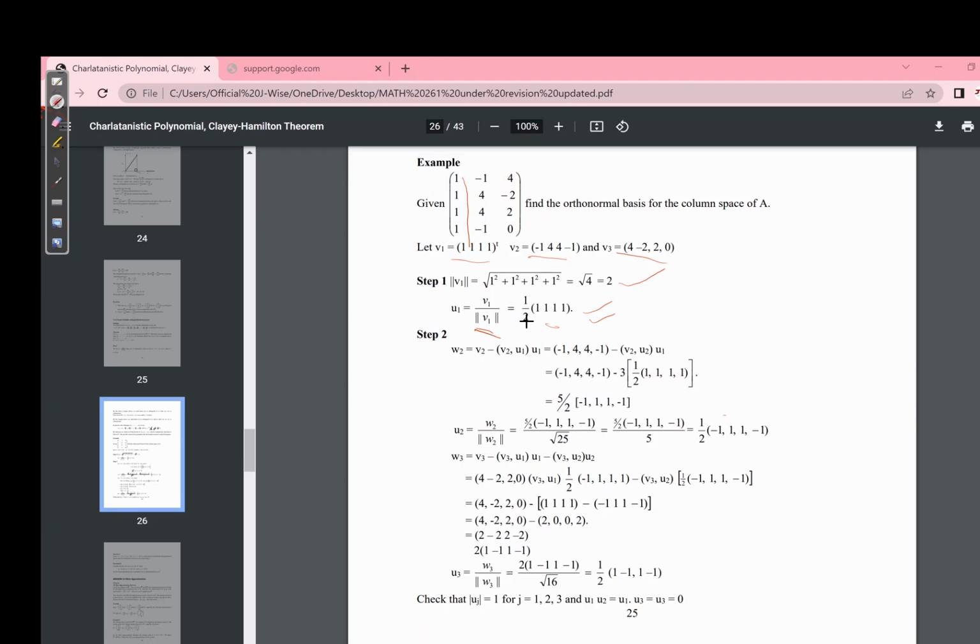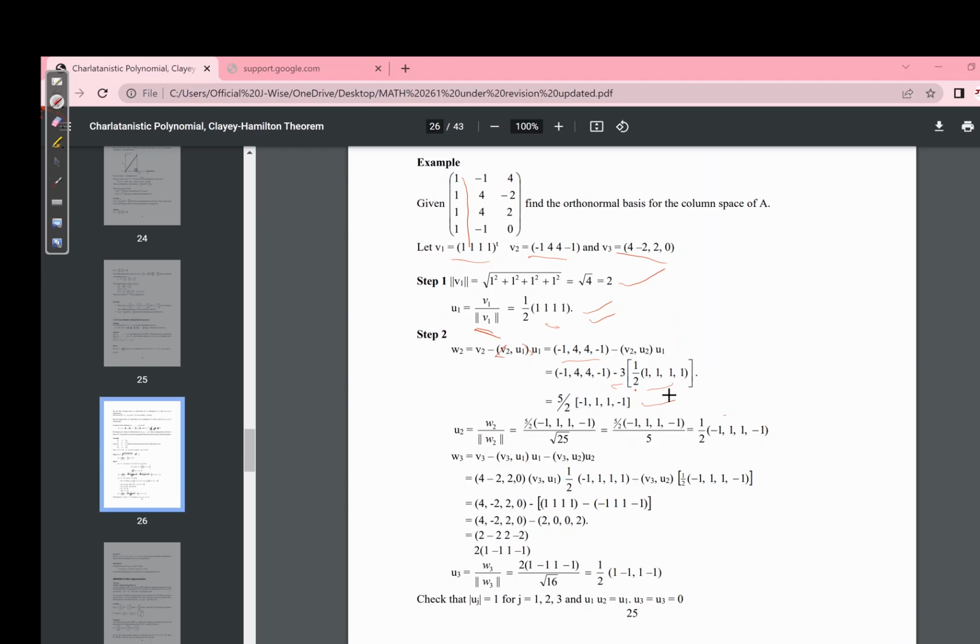Before you solve for U2, you need W2. So you set W2 equal to V2 minus the inner product of V2 and U1 times U1. So we have V2 to be minus 1, 4, 4, minus 1, minus the inner product of V2 and U1, which is minus 1 times half, minus half, plus 2, plus 2, minus half. When you solve this, you should get positive 3. Then you multiply by U1. When you simplify this, you get W2 to be 5 over 2 times negative 1, 1, 1, negative 1.